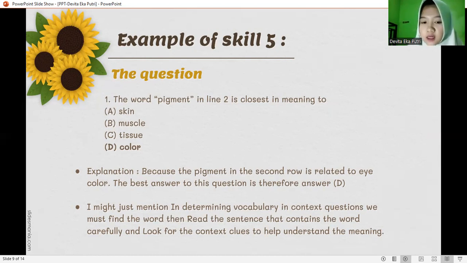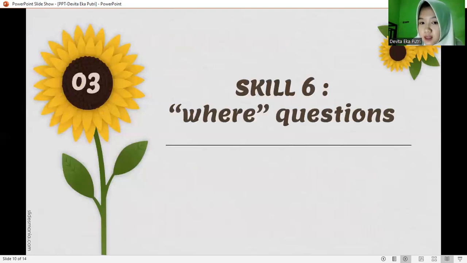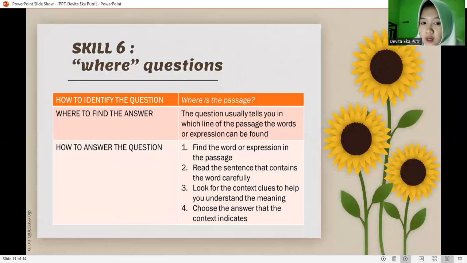I may just mention that in determining vocabulary in context questions, we must find the word, then read the sentence that contains the word carefully and look for the context clues to help understand the meaning. Skill 6. Where question. How to identify the question? Where is the passage? The question usually tells you in which line of the passage the word or expression can be found.